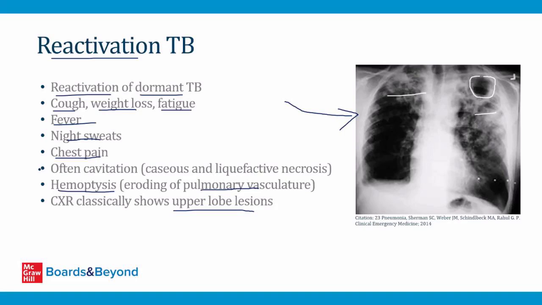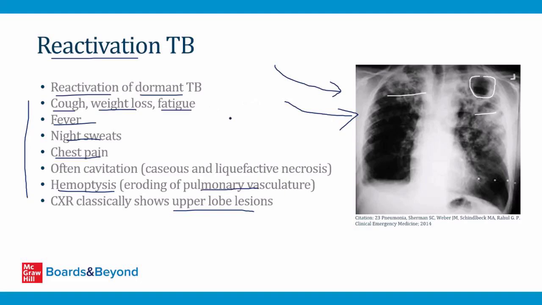So reactivation TB usually develops slowly over several weeks. So someone who presents with weeks of pulmonary symptoms that look like what's shown here, a chest X-ray with upper lobe lesions maybe showing cavitation, all those things should make you think that this person may have reactivation tuberculosis causing an active pulmonary infection.